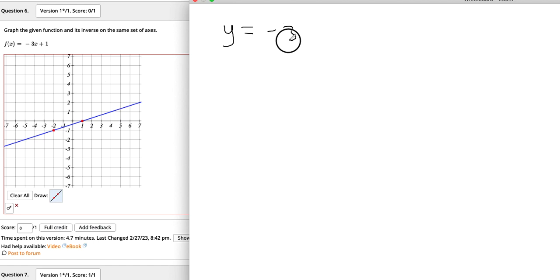So we have this function, and I'm just going to make a really simple table. When x is 0, that drops out, y is 1. When x is 1, negative 3 times 1 would be negative 3 plus 1, so negative 2. So that is my 2 points that I need to get my original line, this function right here, drawn.